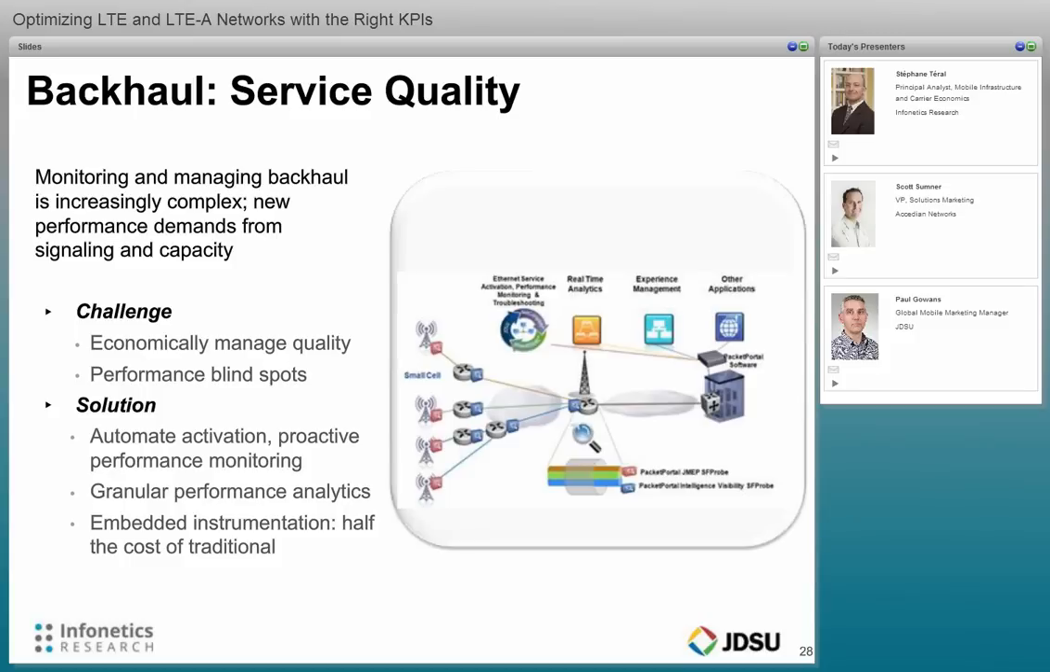So that's some ways of doing KPI generation, capture, and usage from the RAN right the way through to the backhaul. And we'll talk about the core in a few minutes.